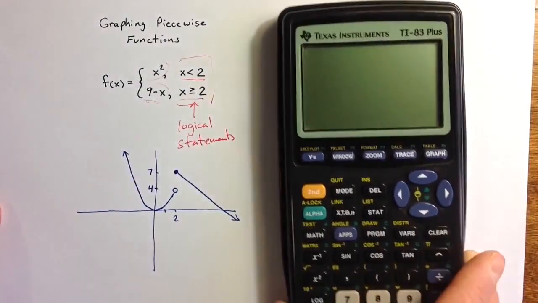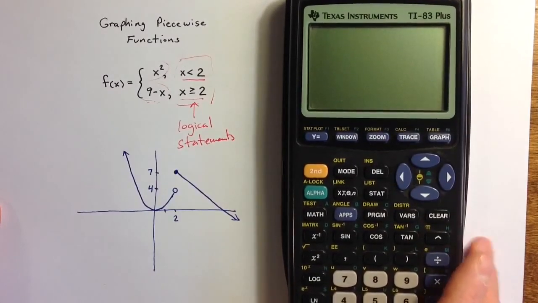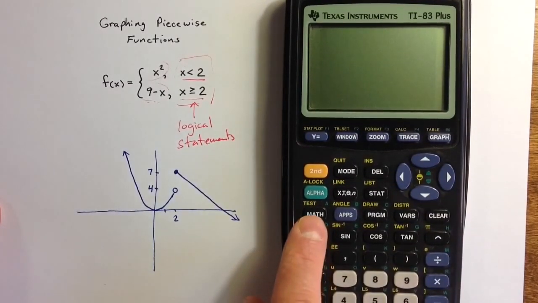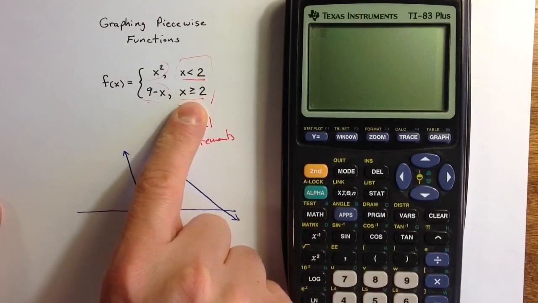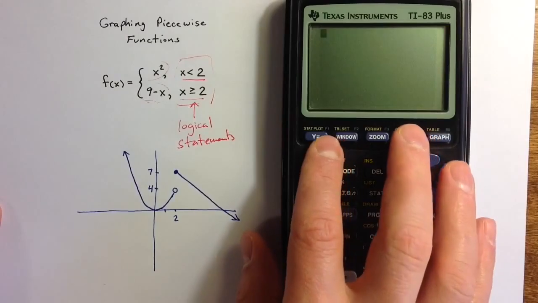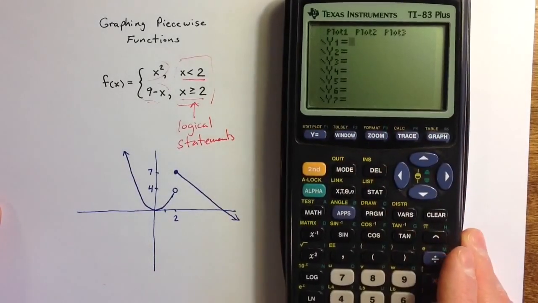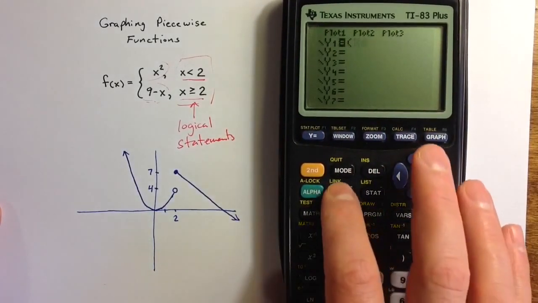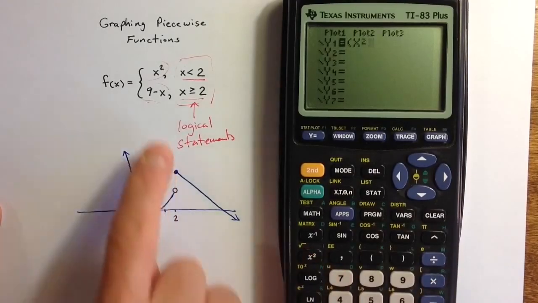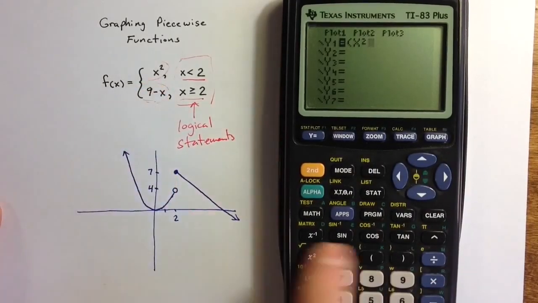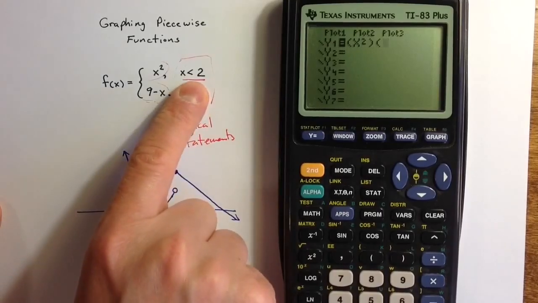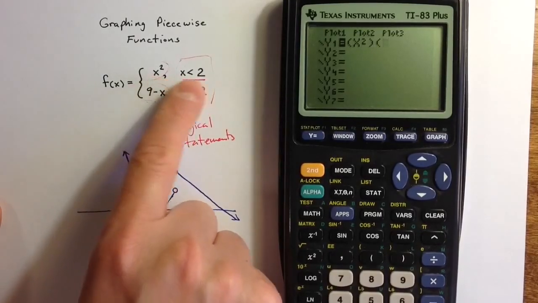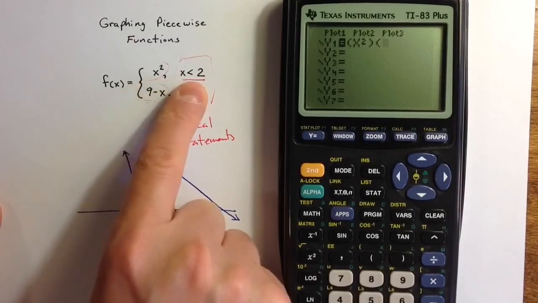Now, with a TI-83 or a TI-84, we can graph piecewise functions by using the test command to define the logical statements. And it will work in the following way. What I'd like to do is enter the expression. I'm going to open up parentheses, enter the expression x squared, that is true when x is less than 2. And so I'm going to put those two pieces together essentially through multiplication.